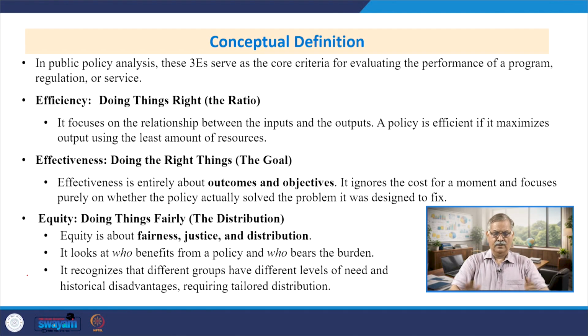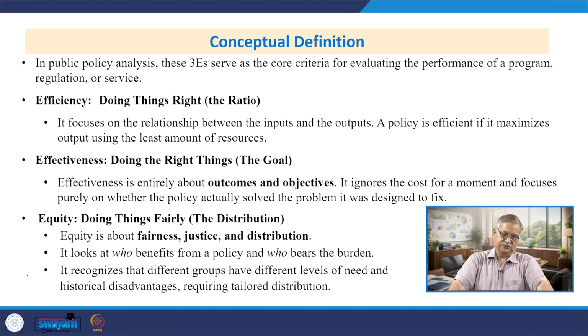Let me now briefly explain the concepts of efficiency, effectiveness, and equity. There is some conceptual difference among the three. Let me first explain what efficiency is. Efficiency means doing things right. It means that we calculate many things in terms of ratios. For example, if the operating efficiency of a plant increases from 80% to 90%, then we can say that efficiency has improved.